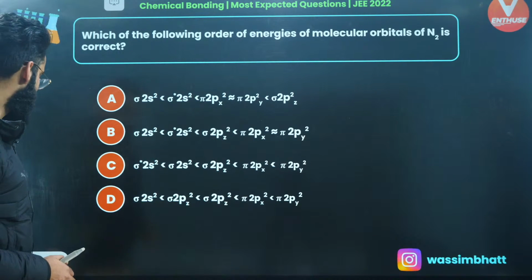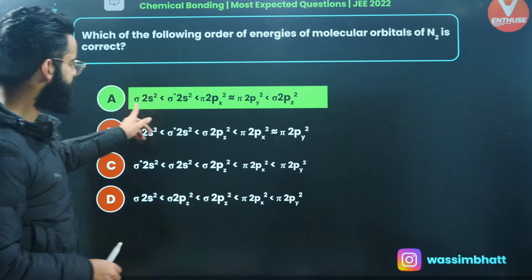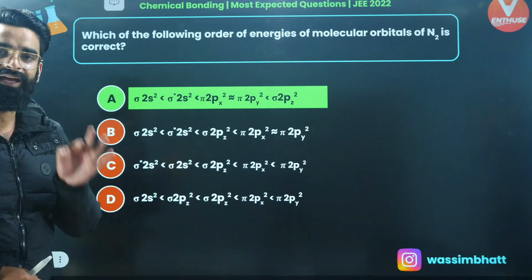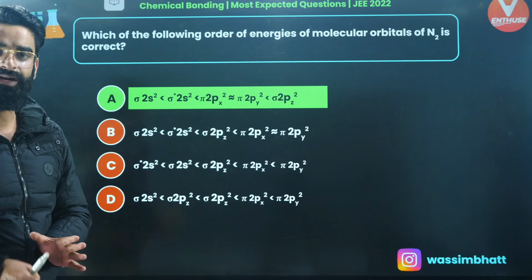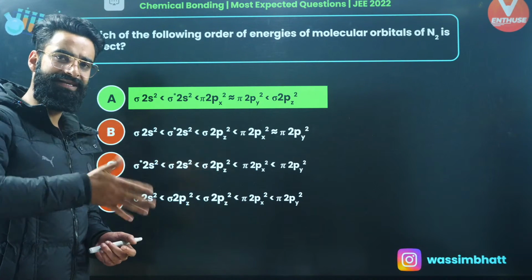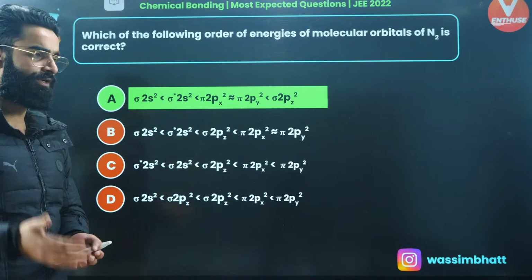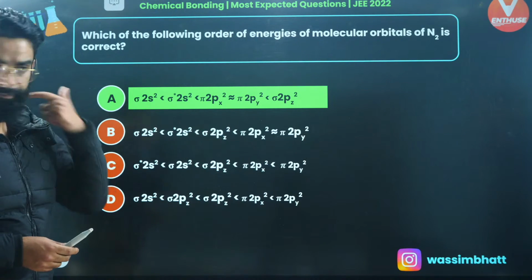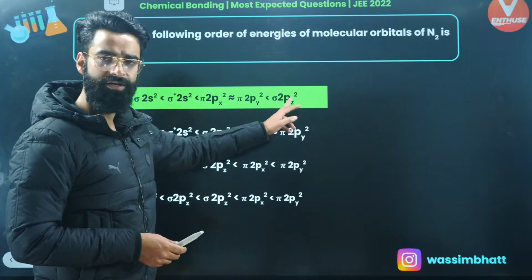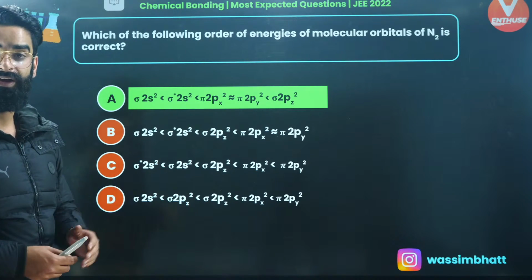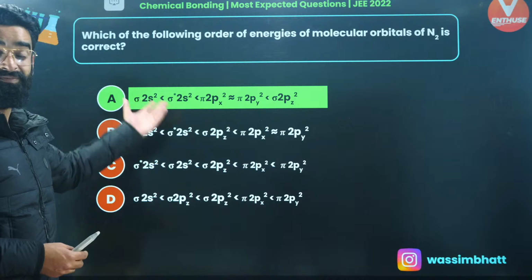It is going to be option A, my dear people. This is the sequence in which the electrons are to be filled in the N2 molecule. There are two sequences basically: one for species which have fewer than 14 electrons, and another for species which have greater than 14. So this is the correct sequence to be followed for nitrogen's molecular orbitals.